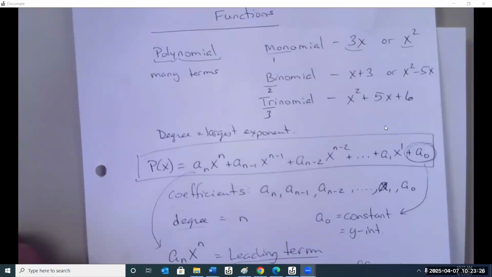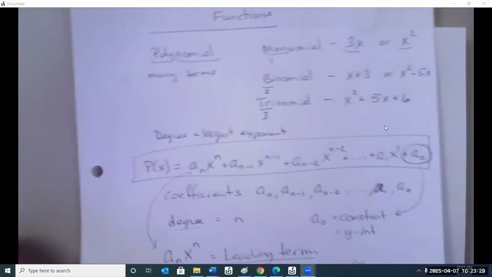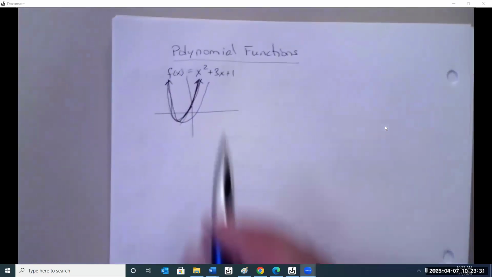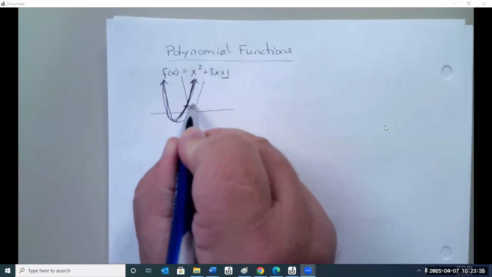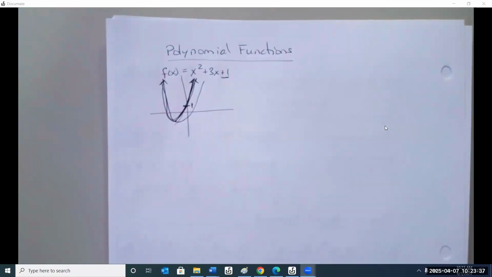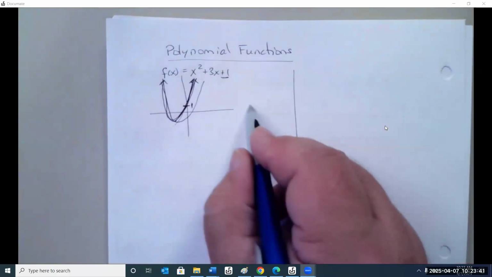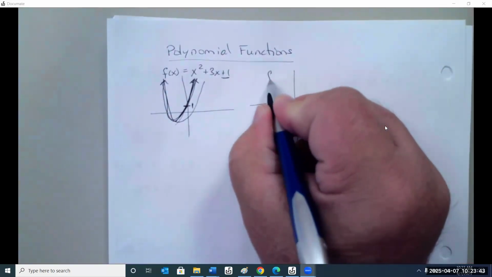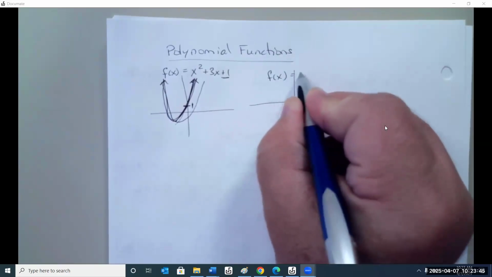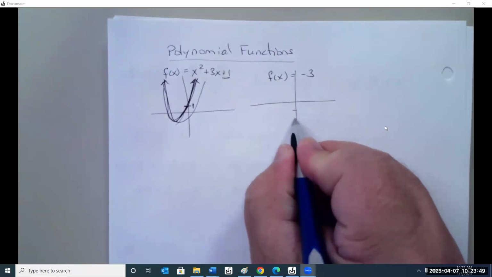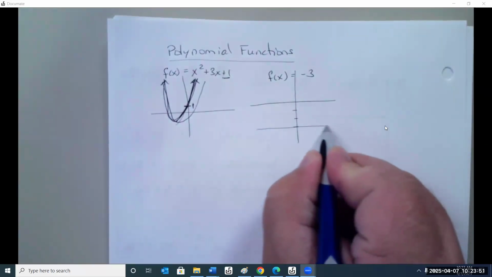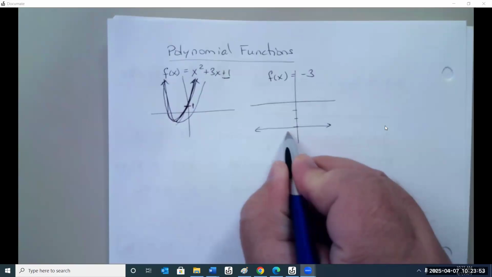If it's positive, it's positive. If it's negative, it's negative. That's why, notice, the y-intercept of this one is positive 1. So we had to cross at that positive 1. Here we have a constant function. It's a horizontal line going through -3.